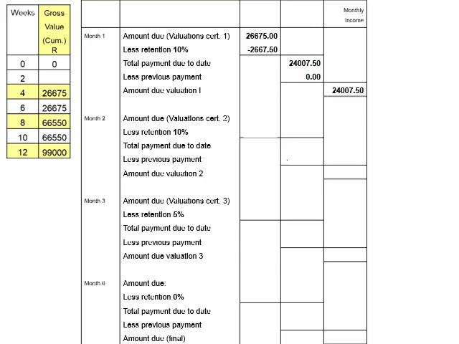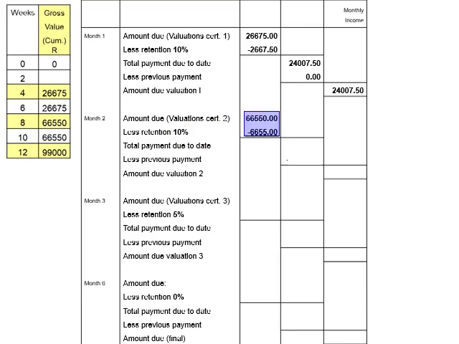Find the amount due for week 8, or month 2, indicated as 66,550 Rand, on the budget worksheet. Record this amount on Form 1, next to amount due for month 2, in the third column. Next, calculate 10% of this amount. The answer should be 6,655 Rand. Record this amount next to less retention.